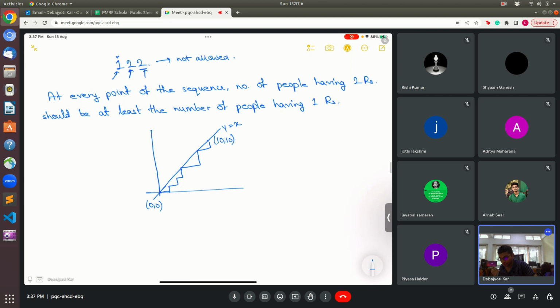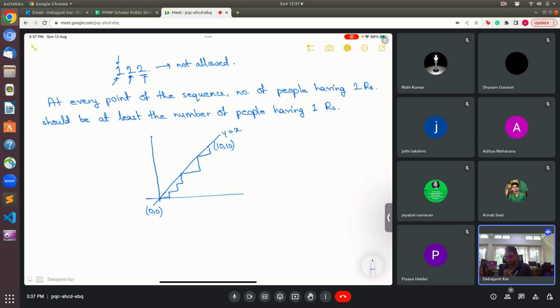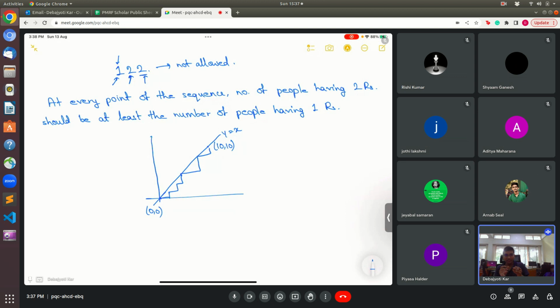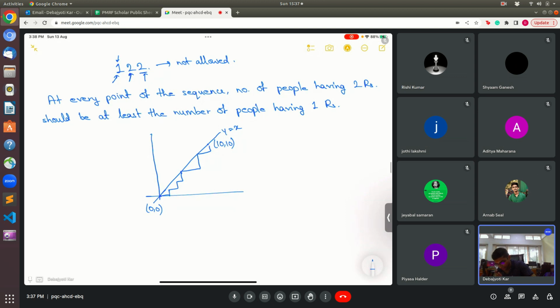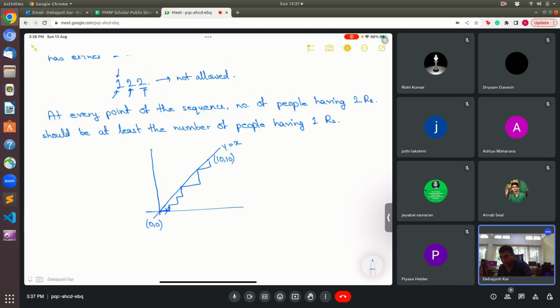So let's say, what do we do? Now there are 20 people in total, 10 of them have 1 rupee and 10 of them have 2 rupees. So whenever there is a person with a 1 rupee note, we move to the right, and whenever there is a person with a 2 rupee note, we move up. Then this condition that we need, that the number of people having 2 rupees should be at least the number of people having 1 rupee, is exactly in bijection with this situation, right?